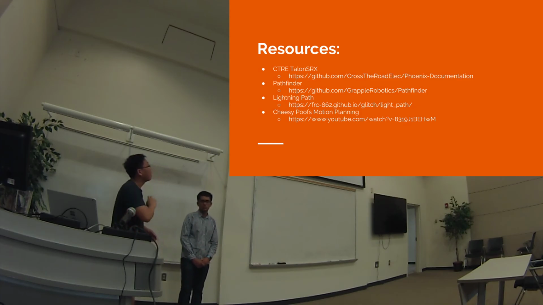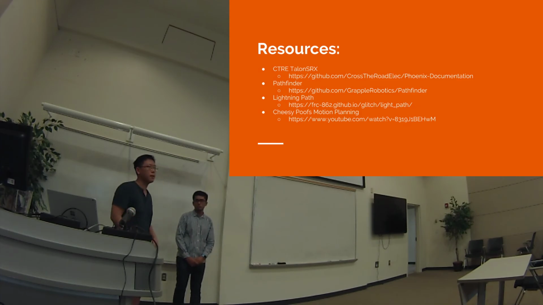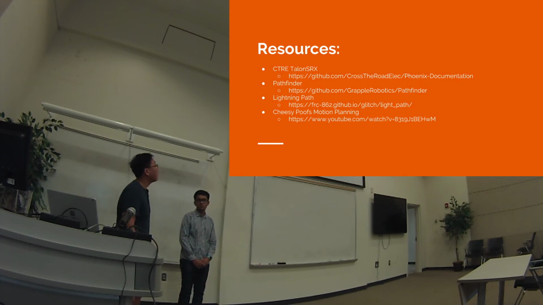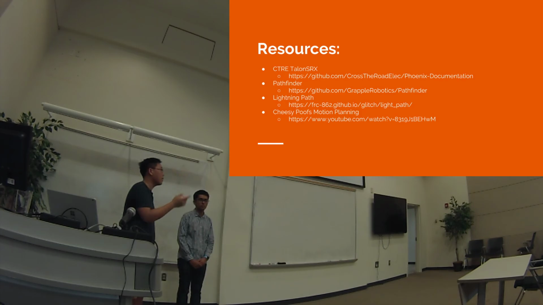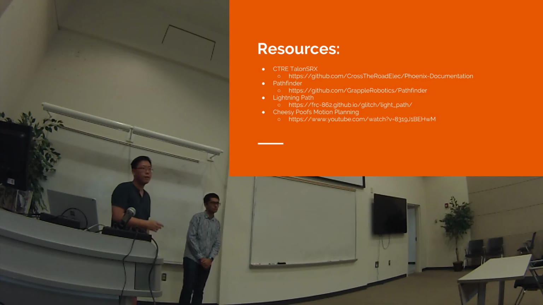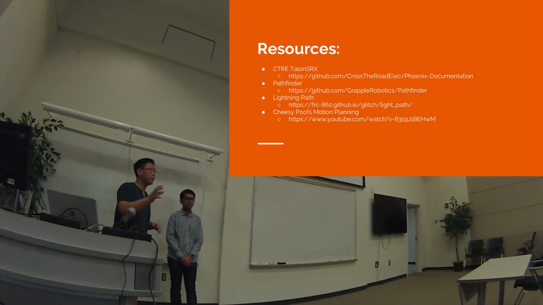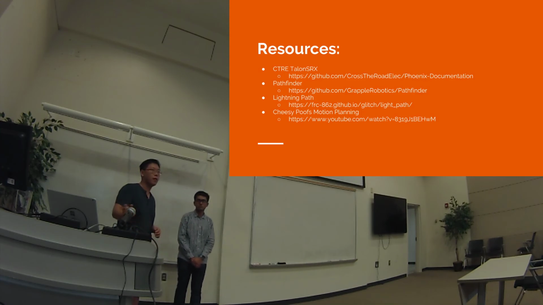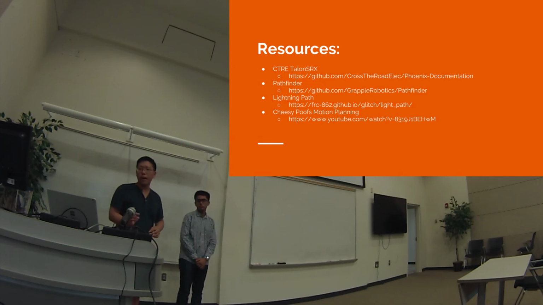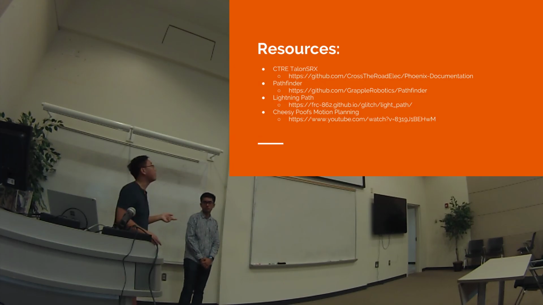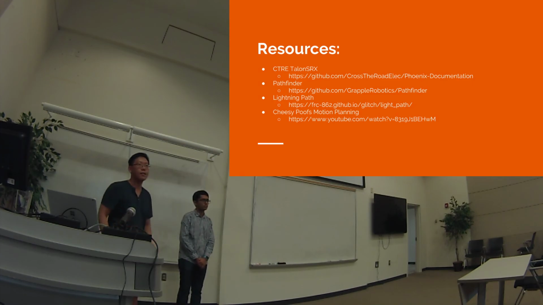Then you can check out Pathfinder, which we talked about earlier, which we use to follow our splines in autonomous, and that's version 2.0 linked. It's still in development though. We also use Lightning Path, which Mannit mentioned is what we use to visualize our splines when we generate our paths and trajectories. And then Cheesy Poofs has a really nice motion planning presentation that they did in 2015, and it still holds up today.